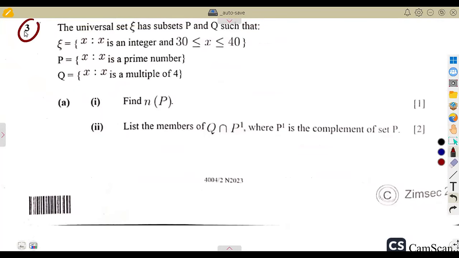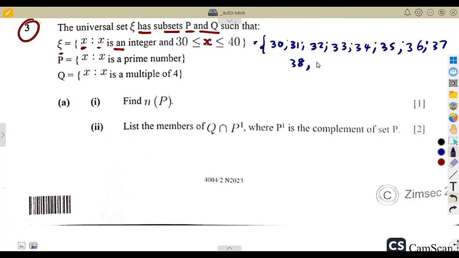Then question number 3: the universal set is subsets P and Q. So this is the universal set, such that the universal set has elements x, such that x is an integer, where x is greater than or equal to 30 and less than or equal to 40. Meaning 30 is included, 40 is also included. So the integers that we are going to list from 30 to 40: 30, 31, 32, 33, 34, 35, 36, 37, 38, 39, up to 40. These are the integers that you're going to have.